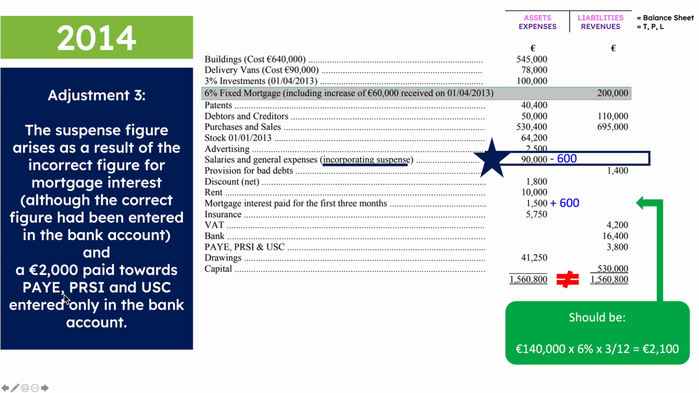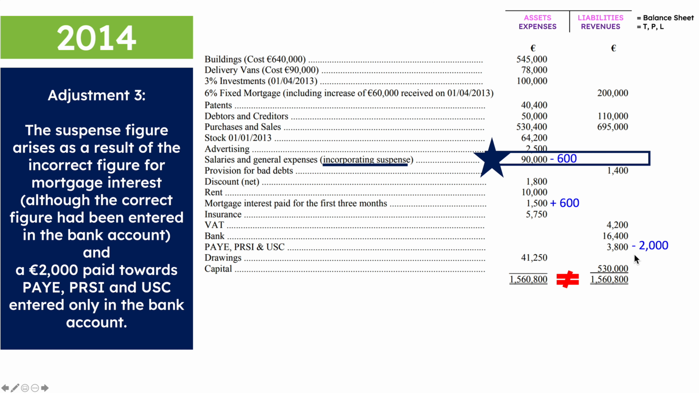Then we have 2,000 paid towards PAYE, PRSI and USC entered only in the bank account. So PAYE, PRSI, USC, a payment of 2,000. So this is an amount due. So this is a liability. So we owe this 3,800. But if we paid 2,000 towards that, the liability is going to reduce. So we will minus the 2,000 from that. So our liability after this will only be 1,800, which makes sense if we paid 2,000. Our two sides don't equal now, so we must go up to the salaries and general expenses and take 2,000 away from that. So we minus 2,000 from the credit side, minus 2,000 from the debit side.